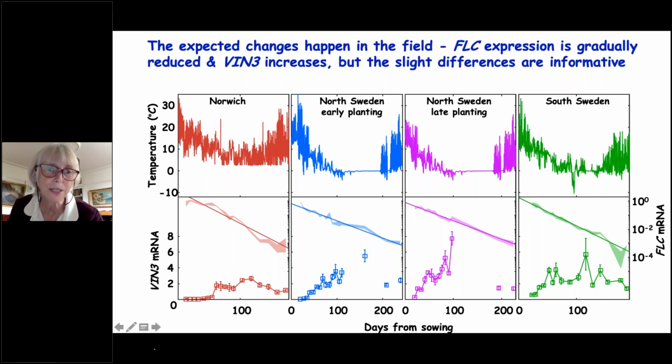FLC went down with increasing cold, VIN3 went up. But actually, when you looked at the slight differences, they were very informative. The rates of silencing were slightly different in different places. And actually in Norwich, it was very informative. So you can see here, this exponential plot doesn't really fit the data very well.